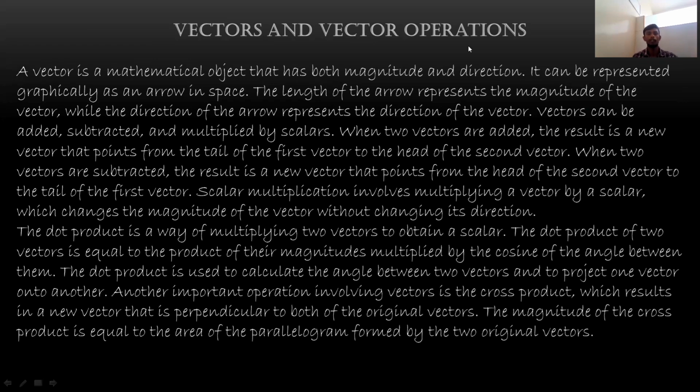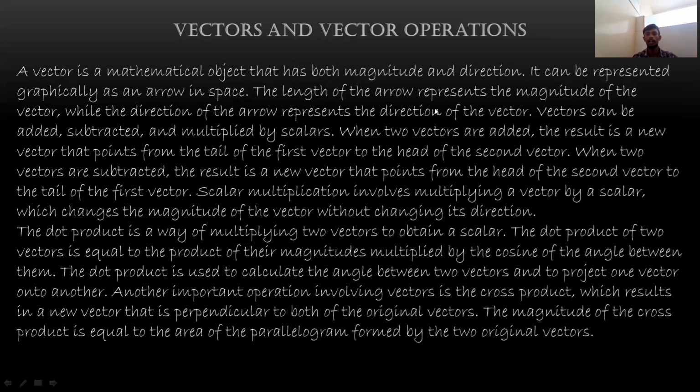Vector and vector operations. A vector is a mathematical object that has both magnitude and direction. It can be represented graphically as an arrow in space. The length of the arrow represents the magnitude of the vector, while the direction of the arrow represents the direction of the vector. Vectors can be added, subtracted, and multiplied by scalars.